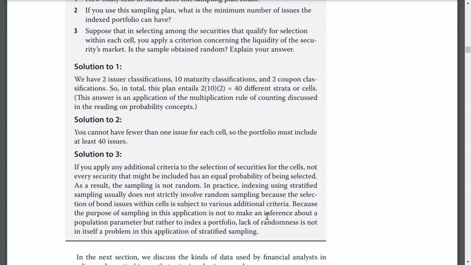We have 2 issuer classifications, 10 maturity classifications, and 2 coupon classifications. So in total, the plan entails 2 multiplied by 10 multiplied by 2, which is 40 different strata or cells. The answer is an application of the multiplication rule of counting discussed in the reading on probability concepts.